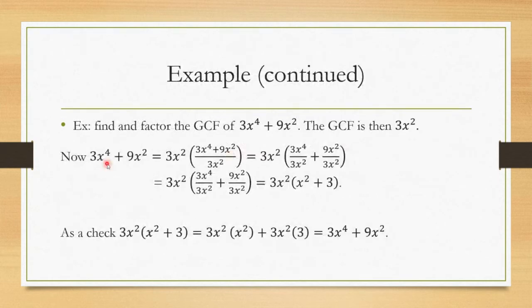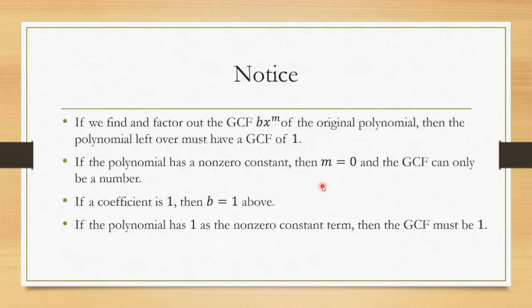And that's actually what we did here, right? This was the polynomial that we started with. We found the GCF, we factored it out. The polynomial here, which is what's left over, has to have a GCF of 1. It's no accident. And these are just some other facts that come about. I mean, if you think about it, they're easy to see. If there's a non-zero constant, then again, the GCF can only be a number, m is 0, mostly because there's a term there with no variables.